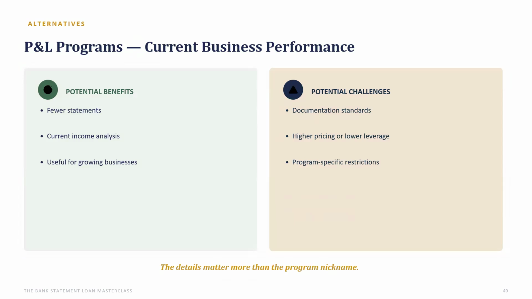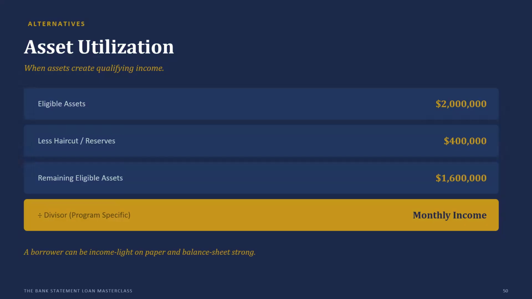So P&L loan programs. Benefits: current income analysis, useful for growing businesses. Challenges: documentation standards, higher pricing or lower leverage, program-specific restrictions. The details matter more than the program nickname.